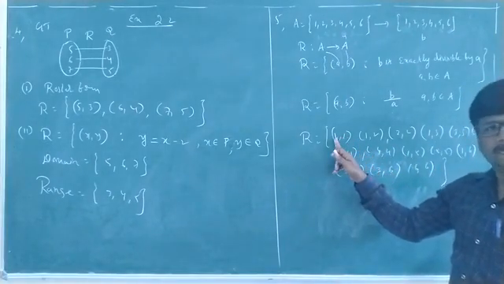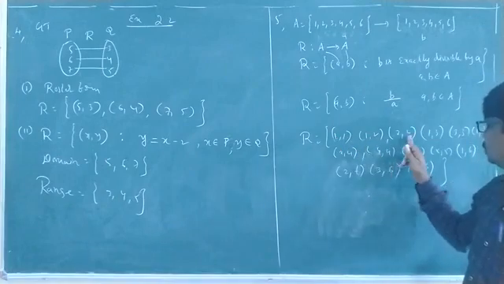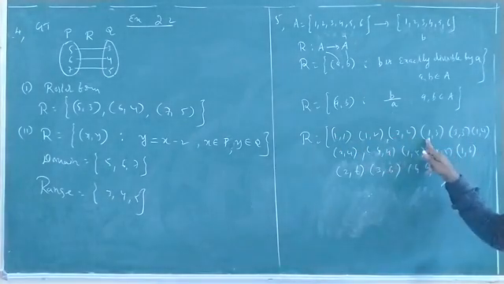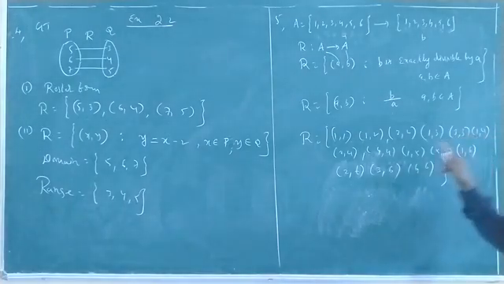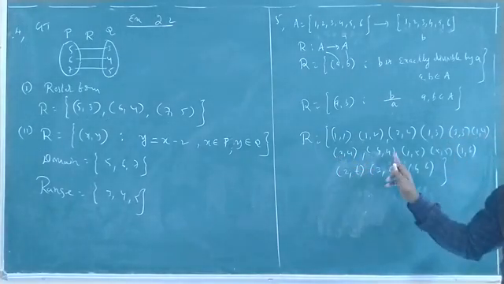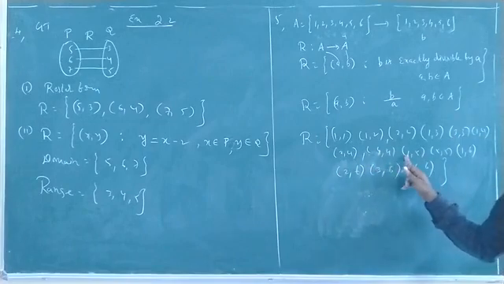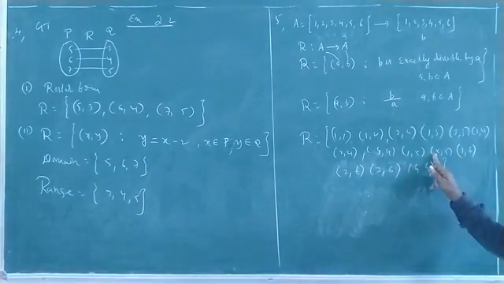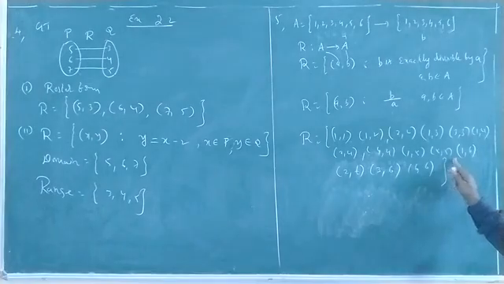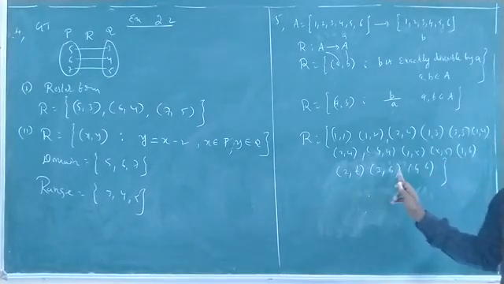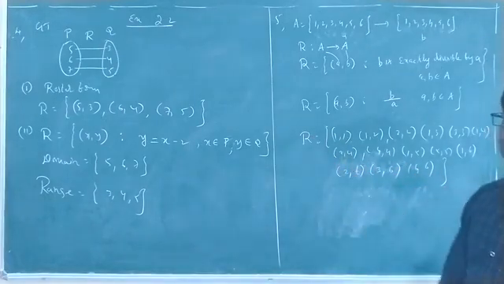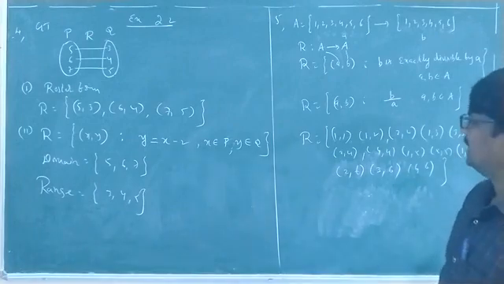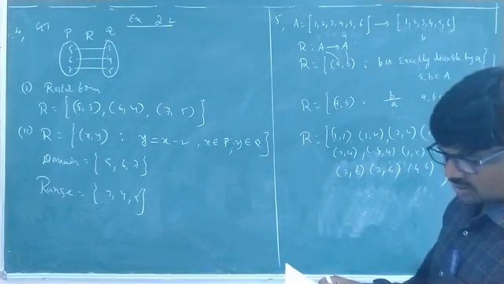1 by 1, 1. 2 by 1, 1. 2 by 2, 1. 3 by 1, 3. 3 by 3, 1. 4 by 1, 4. 4 by 2, 2. 4 by 4, 1. 5 by 1, 5. 5 by 5, 1. 6 by 1, 6. 6 by 2, 3. 6 by 3, 2. 6 by 6, 1. These are the ordered pairs you will get in this relation. Clear? Yes. Next, roster form he has here.